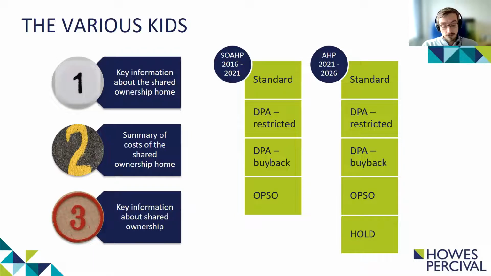And you must make sure that you are choosing the right documents for each home. So to do so, you need to know the funding programme as a starter, and then the specific type of shared ownership.